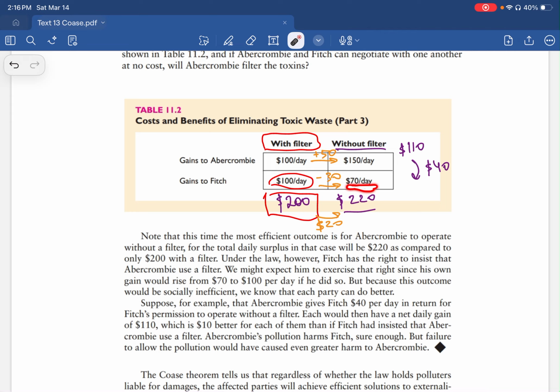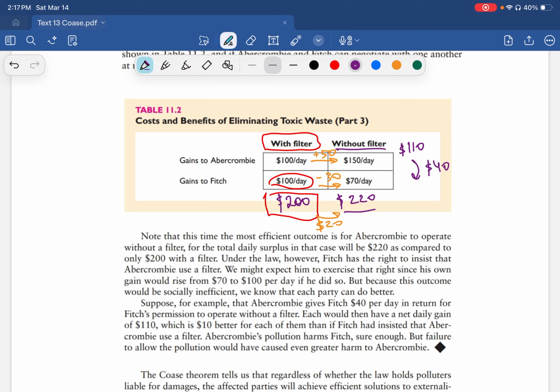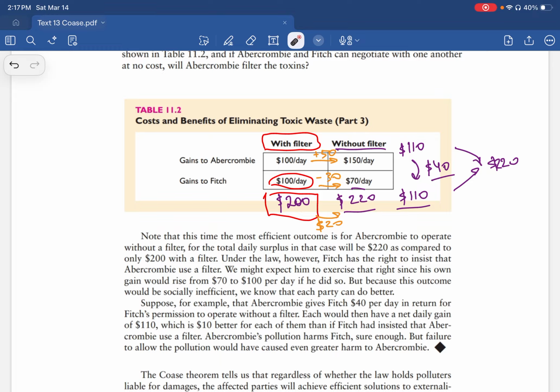Now, what would Fitch think about it? Well, he's still going to make 70 if Abercrombie is not using a filter. But because now Abercrombie is giving him $40 as compensation for allowing him to go without a filter, Fitch is going to end up having 70 plus 40, which also gives us 110. All right, and this is how both of them are getting happier. And overall, this outcome provides a more efficient solution because now they get to 220 in benefit between the two of them, which is more than only having 200, which would have been the outcome if they were not able to engage in communication and negotiation.